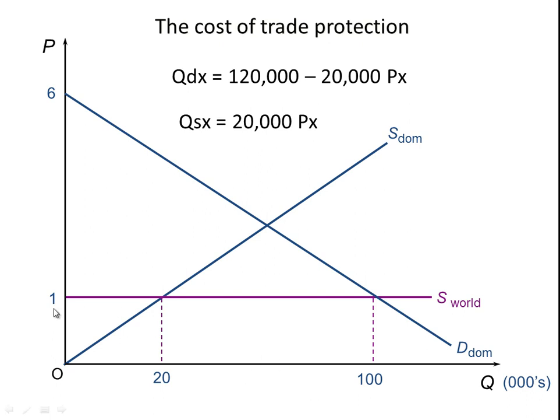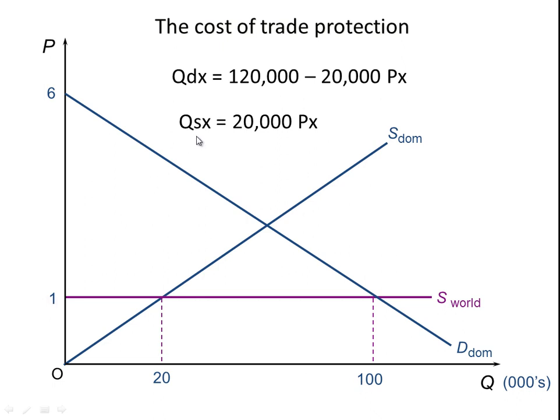If we can get our product, our wheat, from the rest of the world at £1 a piece, it's easy enough to put that in here, just to see what the quantity demanded would be. For example, it is 120,000 minus 20,000 times 1, which is the price, and that would be 100,000. 120,000 minus 20,000 would be 100,000.